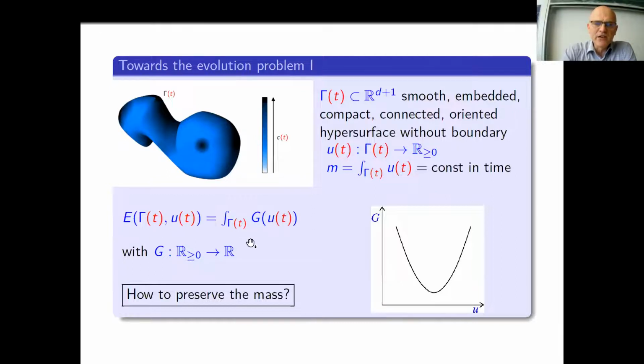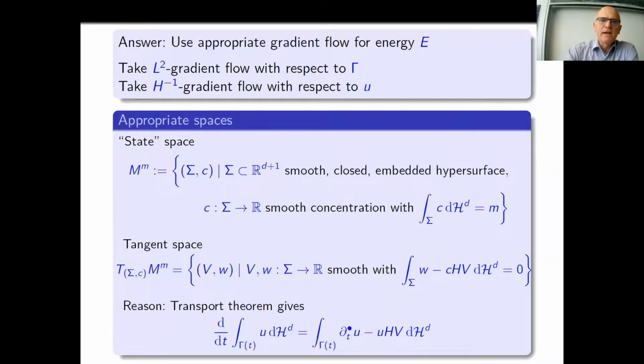And so this is the energy, time dependent. I now want to flow this also with a gradient flow, but I want to preserve the mass. So I cannot take an L2 gradient flow with respect to u. So what do we do instead? We use an appropriate gradient flow for this energy E. Remember, you have the surface part and u, which is a function on the surface, and we take an L2 gradient flow with respect to the surface Gamma, and an H^{-1} gradient flow for u.